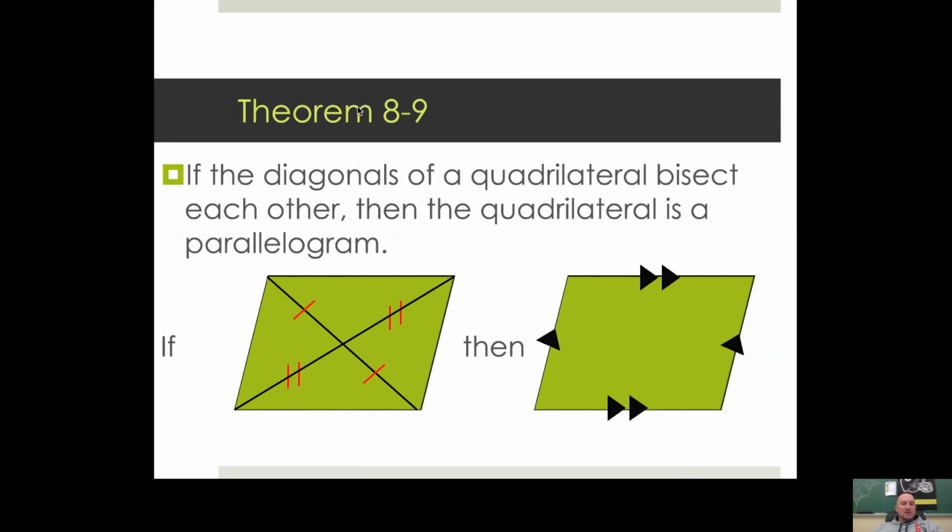Here's another way. This is theorem 8.9, and it's also the converse of another theorem. Last section, we talked about parallelograms having diagonals that bisect each other. Well, if you have a quadrilateral where the diagonals bisect each other, then that figure is a parallelogram. So if you see these marks on a shape, it's definitely a parallelogram.